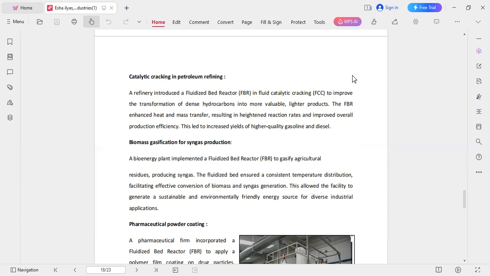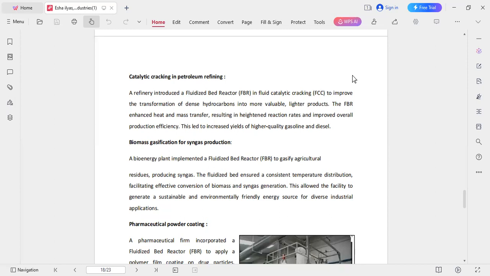A refinery introduced a fluidized bed reactor in fluid catalytic cracking to improve the transformation of dense hydrocarbons into more valuable lighter products. The fluidized bed reactor enhanced heat and mass transfer, resulting in heightened reaction rates and improved overall production efficiency. This led to increased yields of high quality gasoline and diesel.